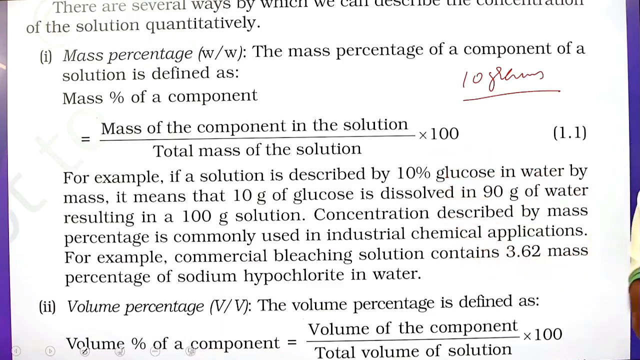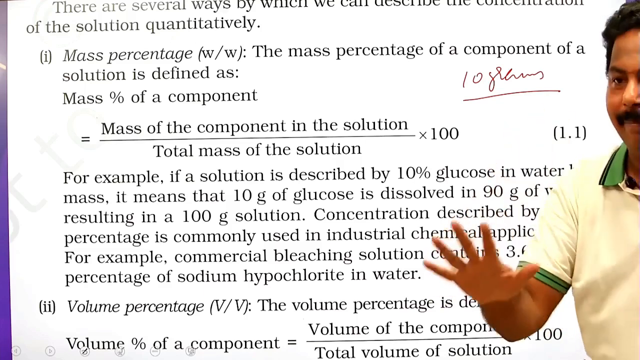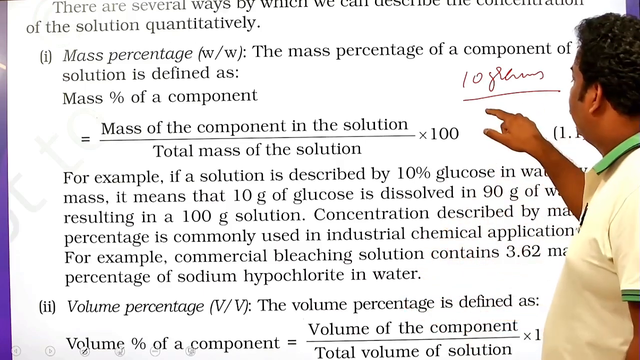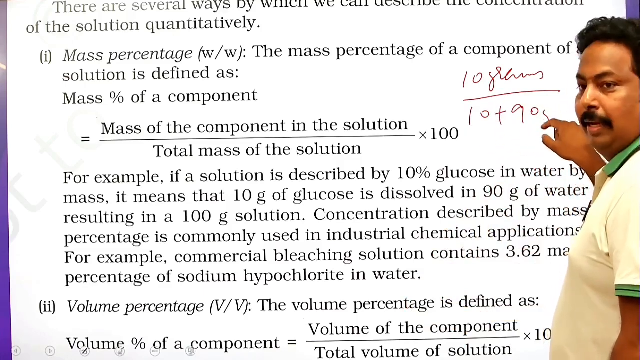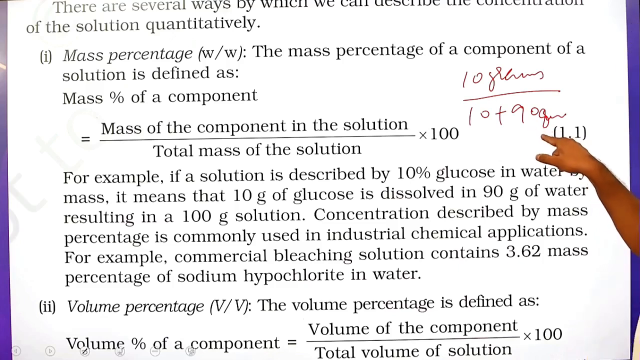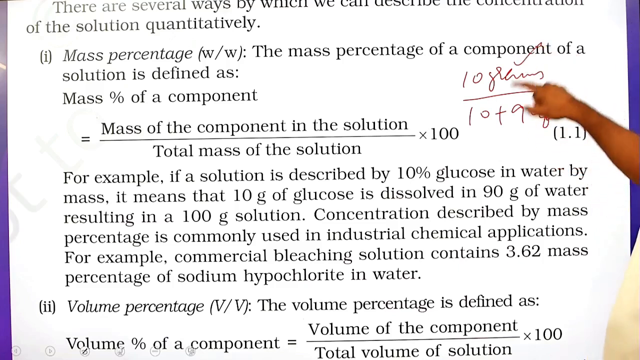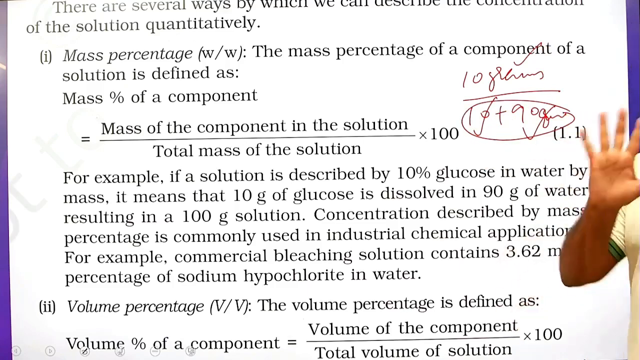Assumption. Even if you take 10,000, it is going to be nothing. Finally it is going to be the percentage only. It doesn't matter. If you assume 1000 grams also, it doesn't matter. The value is going to come same. Understood? 10 grams. And what I am going to do here is 10 grams plus 90 grams. What is this 90 grams? This is solute, this is solvent, this is solution.